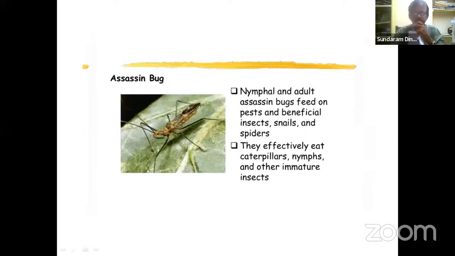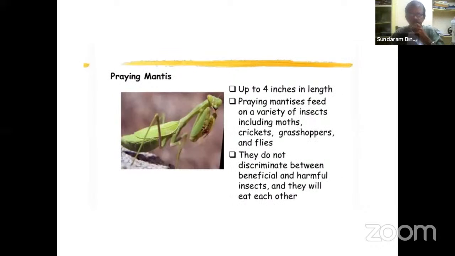It's a minute pirate bug, then the assassin bug. This is a praying mantis. Of course, there are a lot of interesting things about the praying mantis. After mating, the female will devour the male praying mantis. When the female is involved in mating, the male should not have the head, and only then is the mating successful. So it is an interesting group of insects, and they are good predators on moths, crickets, grasshoppers, and flies.